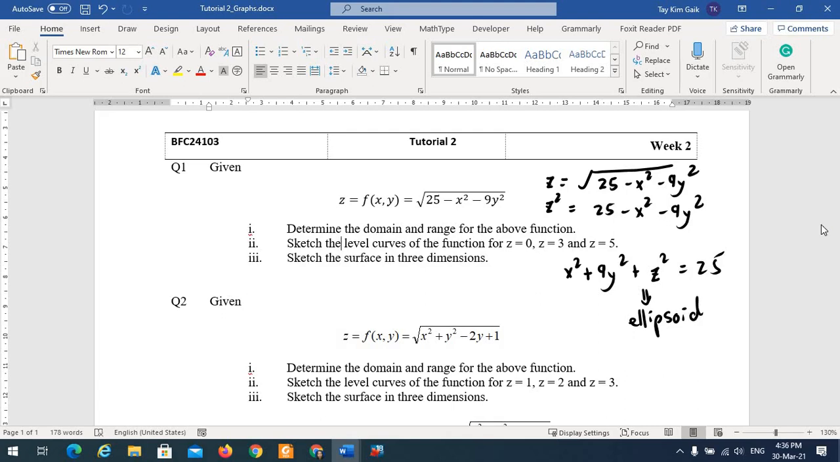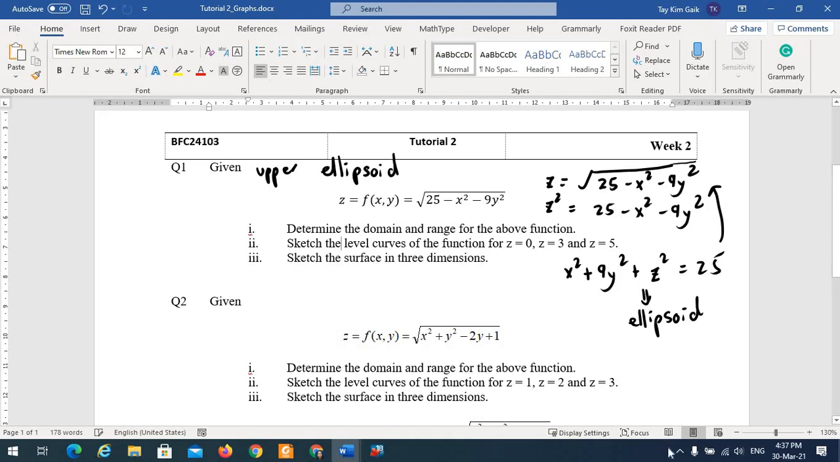Compared to a sphere, where the coefficients of x squared, y squared, z squared must be positive and the same value, here the coefficients of x squared, y squared, z squared are positive but have different values, so this one is an ellipsoid equation. From the ellipsoid equation, we take positive z. That's why this is an upper ellipsoid.